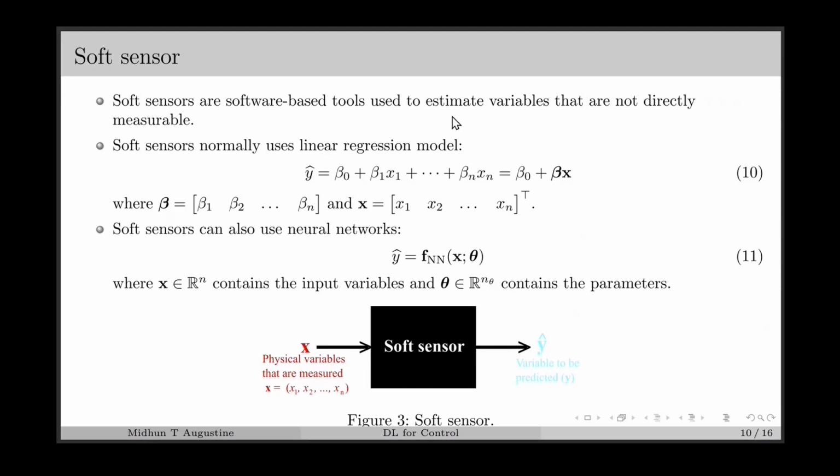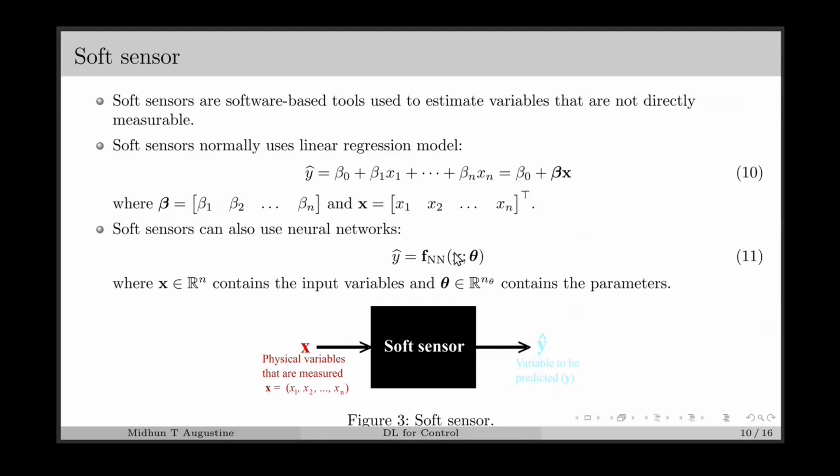Normally in industries, people use a linear regression model, which can be represented as in equation 10, where the predicted output is a linear combination of different input variables, and we can also add a bias term. This can be represented as beta 0 plus beta times x, where beta is a coefficient vector which contains all the coefficients of this equation, and x is a column vector which contains all the input variables. In many cases, this relationship may not be approximated using a linear model. So in that case, we can go for neural network based soft sensors as well.